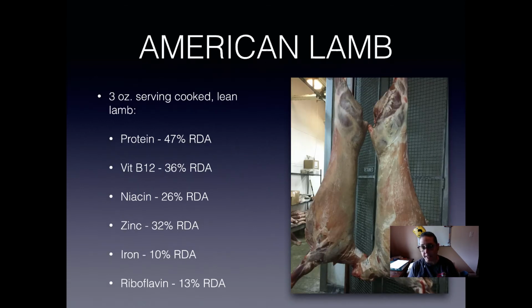From a food product standpoint, if we take a look at what lamb offers, a 3-ounce serving of cooked lean lamb is 47% of the daily allowance for protein for people. And you'll also notice that it provides a lot of vitamin B12, niacin, and riboflavin, 3 water-soluble vitamins that are very important in energy metabolism in humans, as well as a couple of minerals, iron and zinc. Iron is important for blood development and anemia. Zinc is very important in the immune system as well.